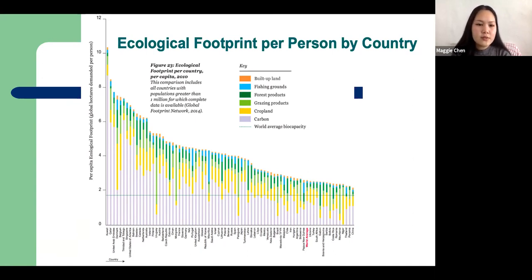But we also see in part yellow, so some cropland per person used to produce the food that we eat, and grazing products, fishing products, all of that. But mostly we see that a big chunk of our ecological footprint is taken up by carbon released, from the fossil fuels in our energy industry. So for our highly developed countries, the ecological footprint per person is pretty high.